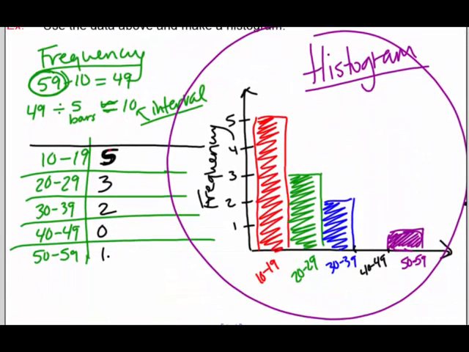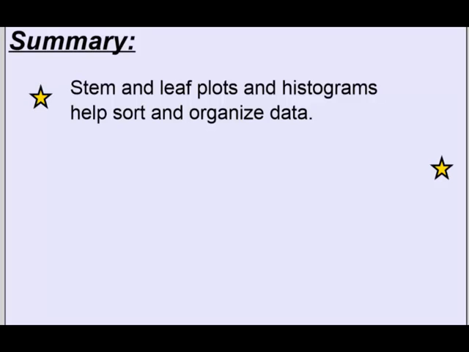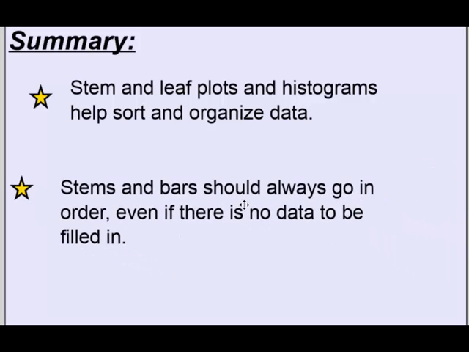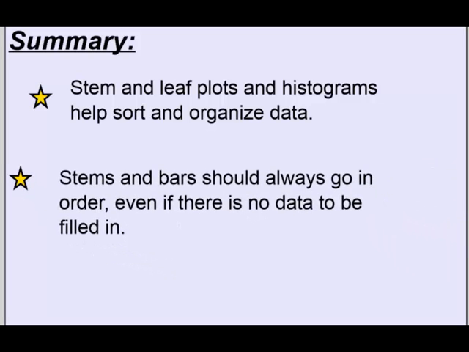All right, here is your summary. Stem and leaf plots and histograms are kinds of data displays that help us sort and organize our information. And remember, stems and bars should always go in order, even if there's no data to be filled in. Remember that spot we left blank because there was no data in the 40s? You still need to represent that information, even though there's nothing in there.